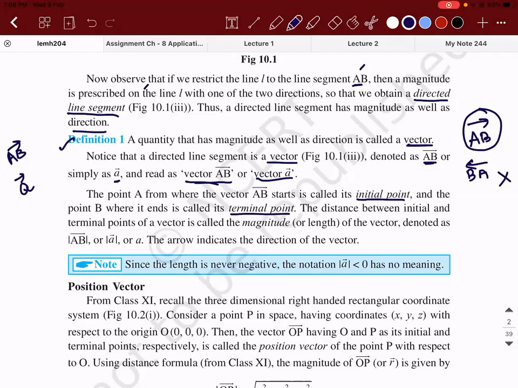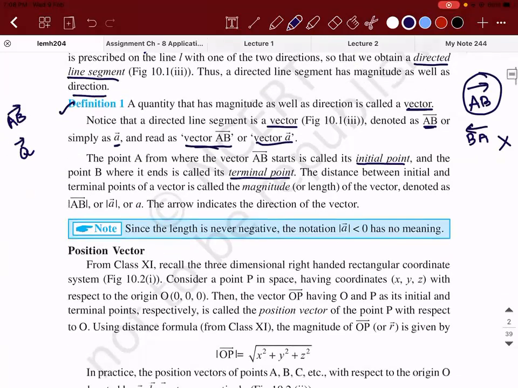Okay. Generally, we call the initial point the tail and the terminal point the head because it is heading towards something. In mathematics, they call them the initial and the terminal point. The distance between the initial and the final points of the vector is what we call the magnitude, or in simple terms, the length of the vector.